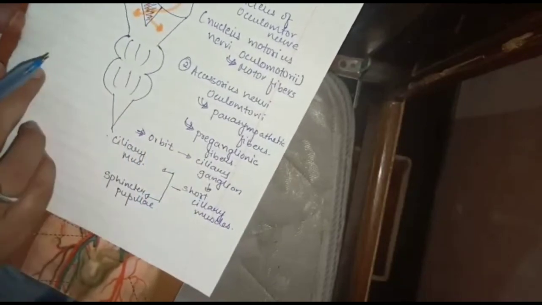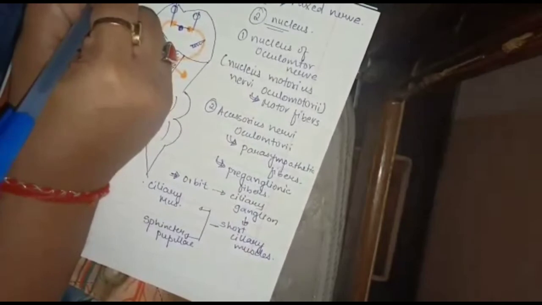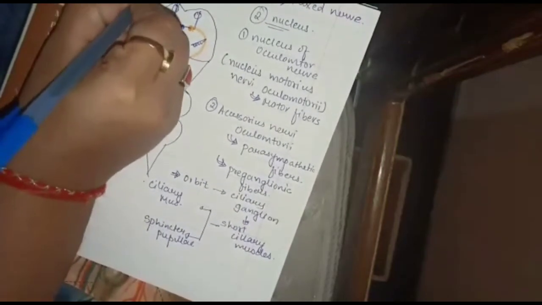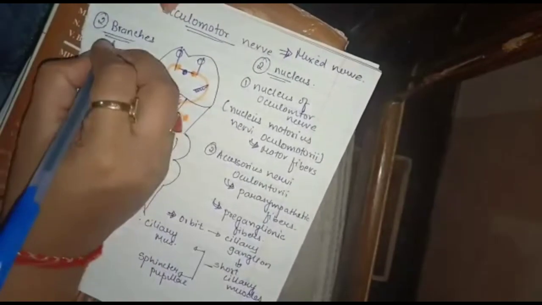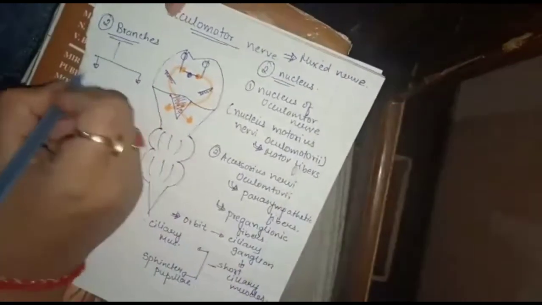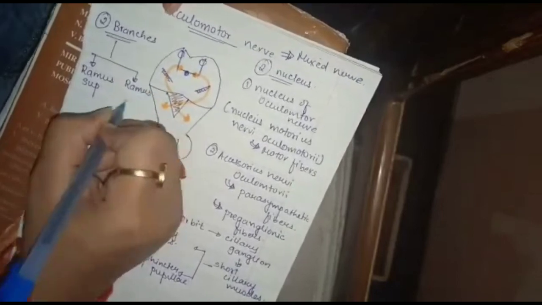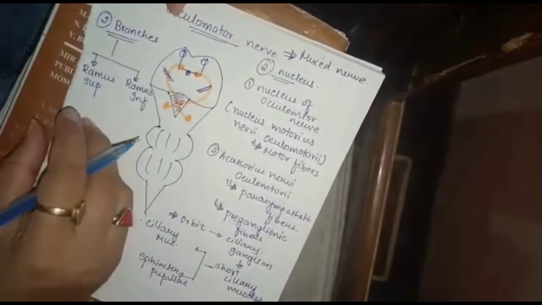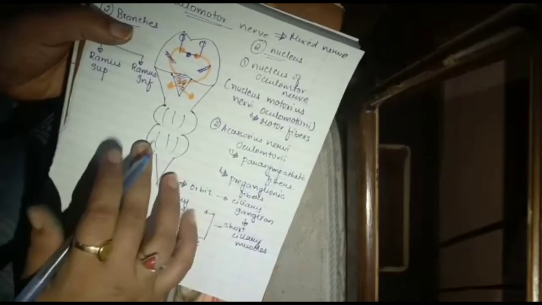Okay, now if anyone asks what are the branches of the oculomotor nerve, so there are two branches of the oculomotor nerve. In Latin, a branch is known as ramus, right? So ramus superior and ramus inferior. Ramus superior and ramus inferior, right?